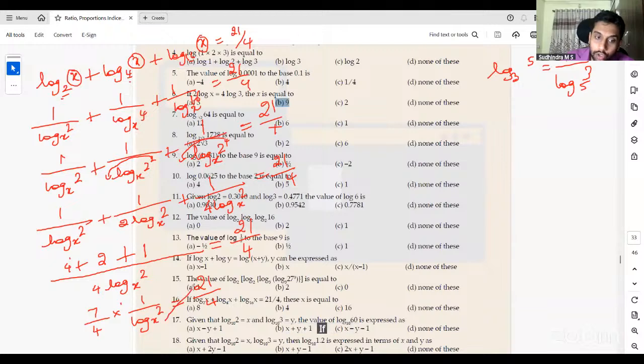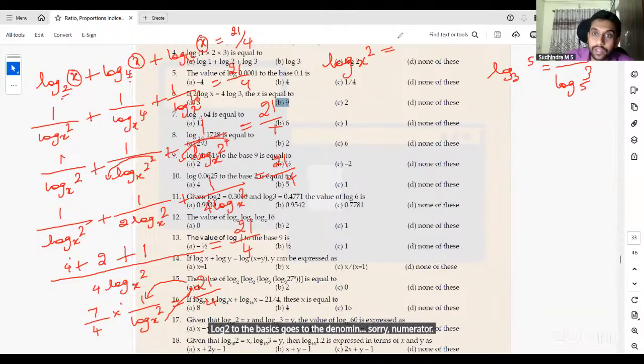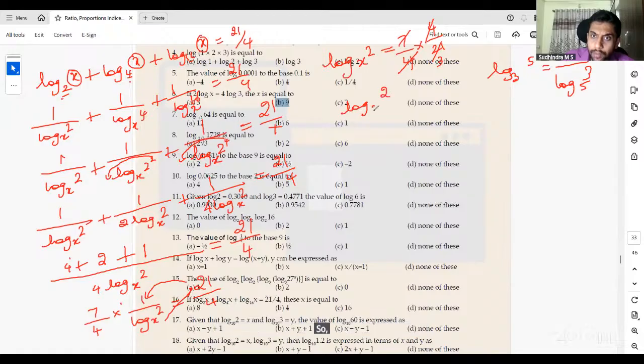If I send log 2 to the base x the other side, 21 by 4 this side, log 2 to the base x goes to the numerator, equal to 7 by 4. 21 by 4, if I send it to LHS, it will be reciprocal, 4 by 21. 4 ones are cancelled, 7 ones are 7, 7 threes are 21. So log 2 to the base x is 1 by 3. That is what we get.